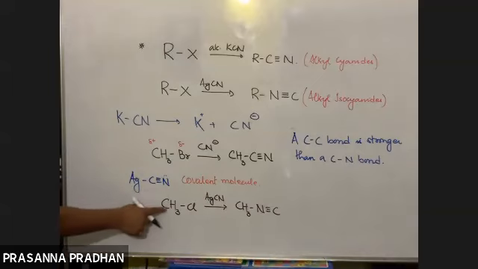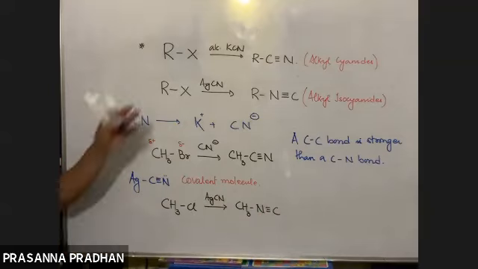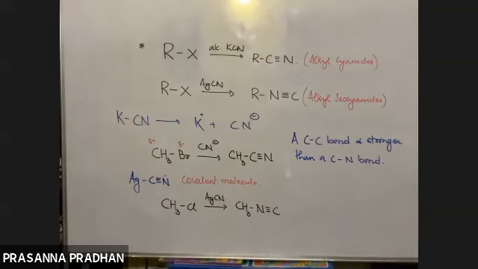But this nitrogen is free. That is why this alkyl part forms a bond with nitrogen to give us isocyanides. This question is quite important as far as the board levels are concerned: why alcoholic KCN gives us cyanide and AgCN gives us isocyanides. Remember, treatment with AgCN gives us alkyl isocyanides.